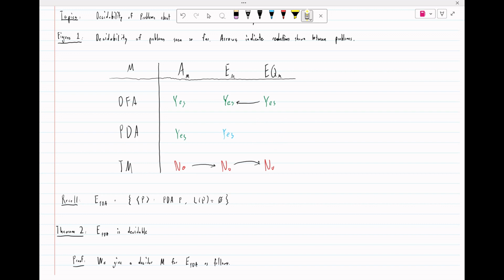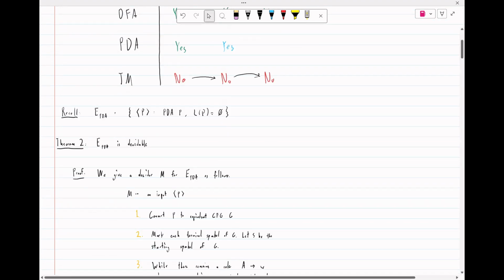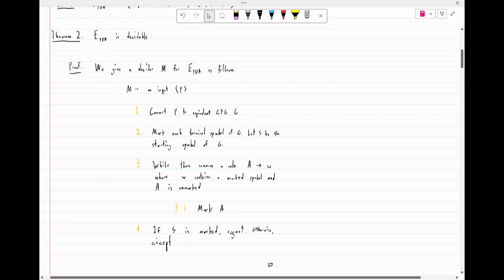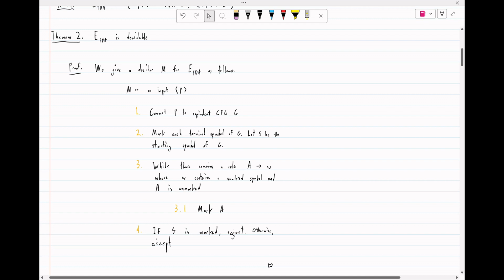Any other questions before we go on about what we just discussed? Yes. Oh yeah, of course. So we wanted to know, does my CFG generate some string? And if that happens, it means there's some way of reaching a terminal symbol from the starting variable.